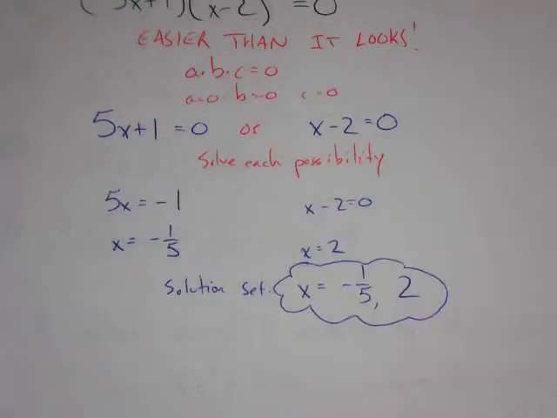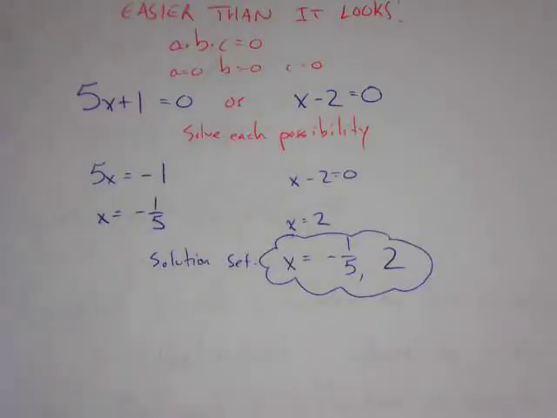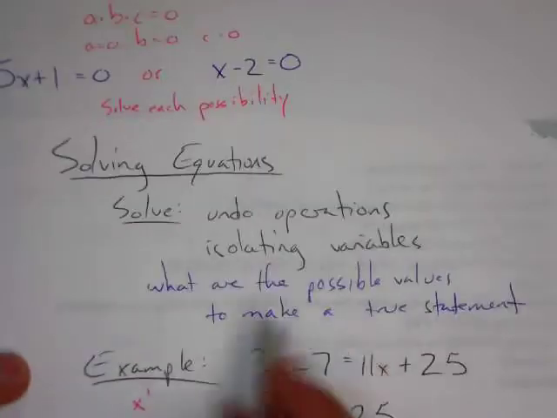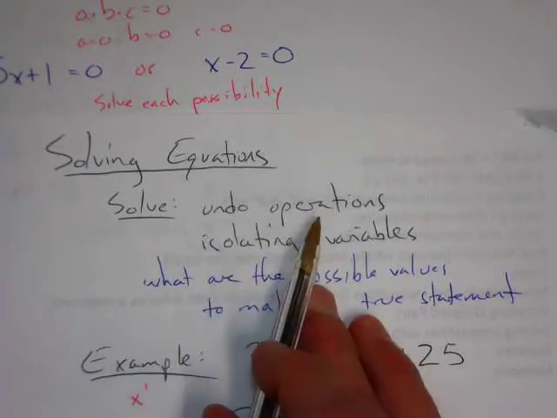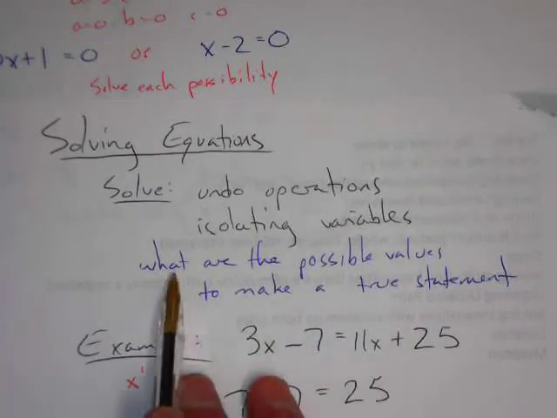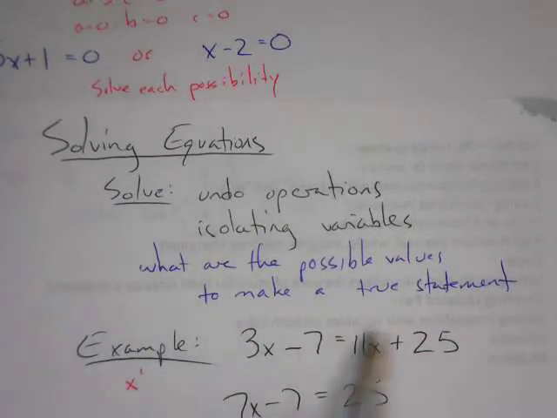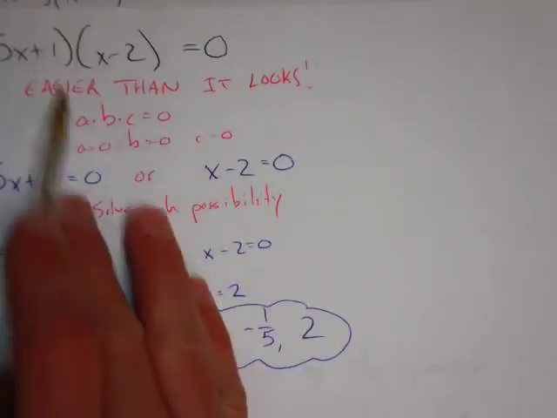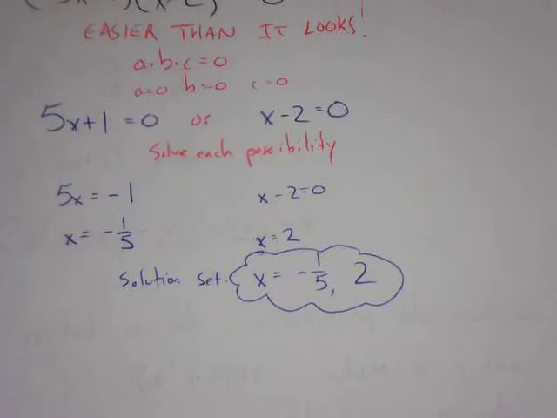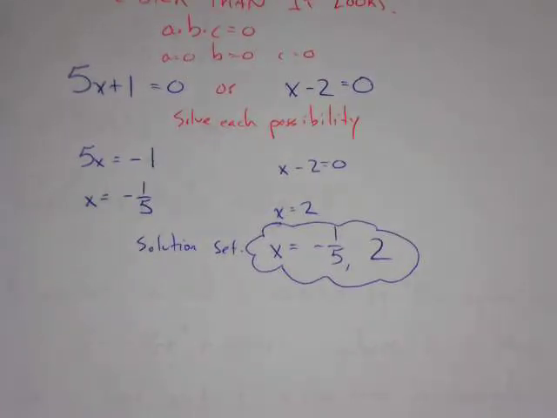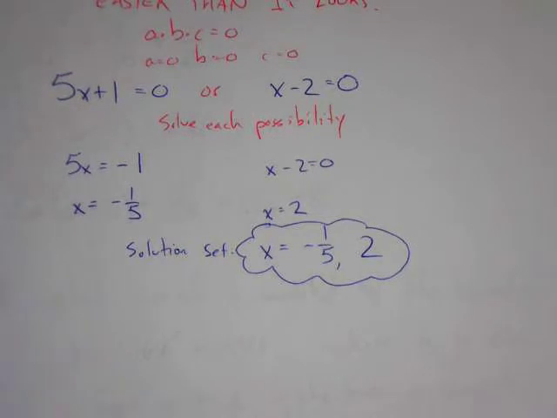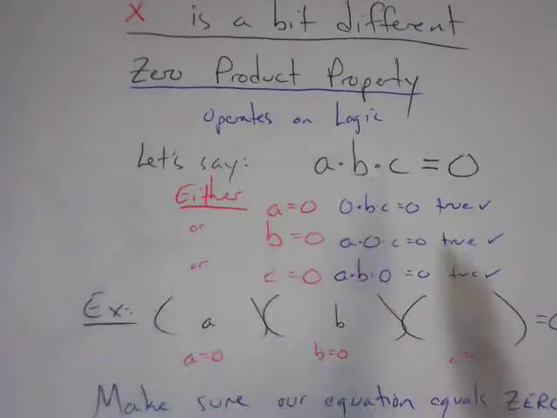Okay, and again, I go back to our notes on vocabulary, right? Remember what solving is. We're going to undo operations. We're going to isolate variables, because the question is, what are the possible values to make a true statement? The possible values to make a true statement here are if x is negative 1/5 or if x is 2. We'll do something with that in the next lesson, but that's how we use the zero product property. So if you have questions on this, you've got to hit pause, rewind, watch it again, and go back to especially the note on the zero product property.